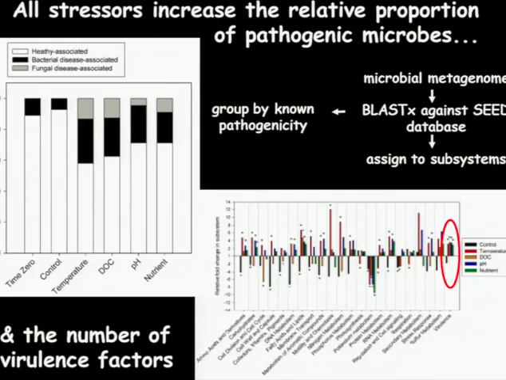All right. So what happens in this case is that all of the stressors that we add to the corals, so the temperature, DSC, pH, nutrients, along this axis here, this is the relative percentage that we get hits to particular taxa. And we just categorize these as bacteria associated with diseases and fungi associated with diseases. All four stressors actually cause this increase in pathogen-like microbes and or fungi associated with the corals. More importantly, because we have a metagenome, we can actually see functionally what's going on. You can see that in all cases, the number of virulence factors, which have usually been characterized in mouse or human systems, goes up in all the stressors.